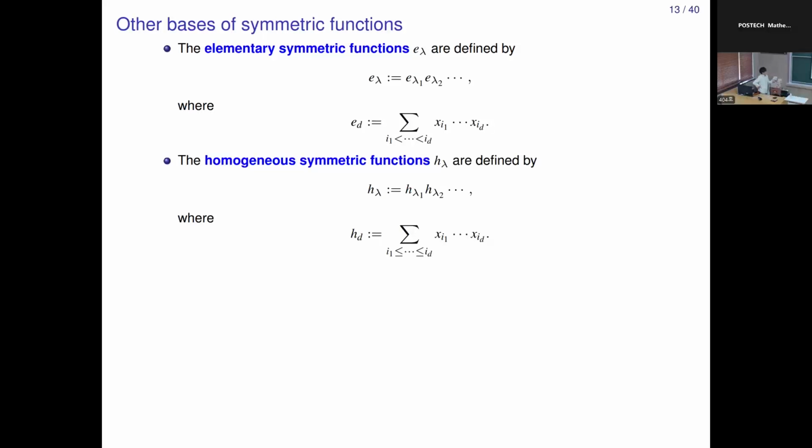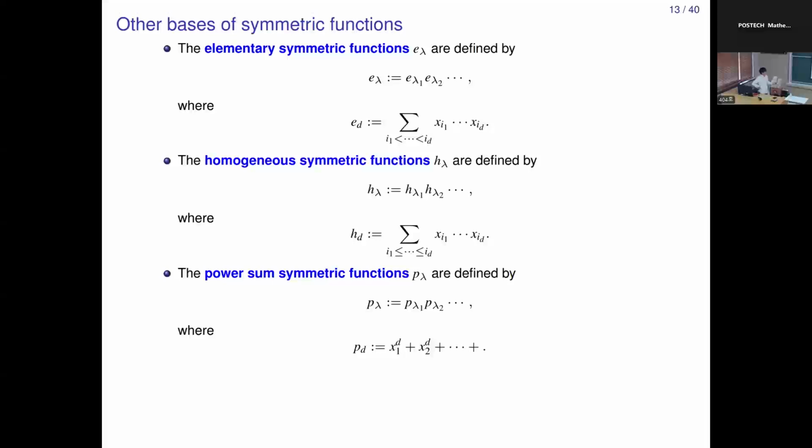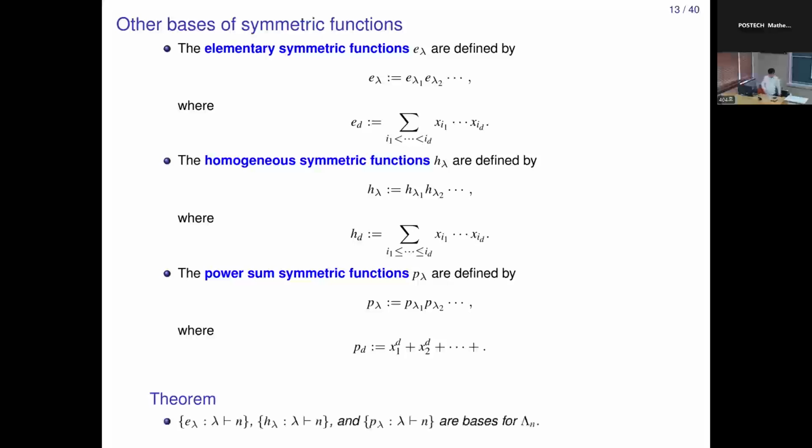And homogeneous symmetric functions are defined similarly, denoted by h lambda, exactly the same way, except here we may select one variable more than once. So here we choose d variables with possible multiplicities. That's the only difference. And power sum symmetric functions are defined similarly, but p d is x1 to the d plus x2 to the d, etc. And by definition, these are all symmetric functions. You can quite easily check. And the theorem is these are all bases. They all form a basis of the symmetric function space.